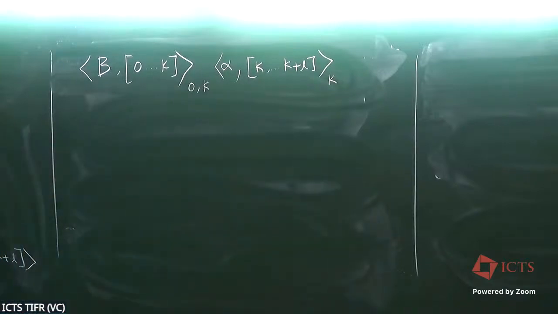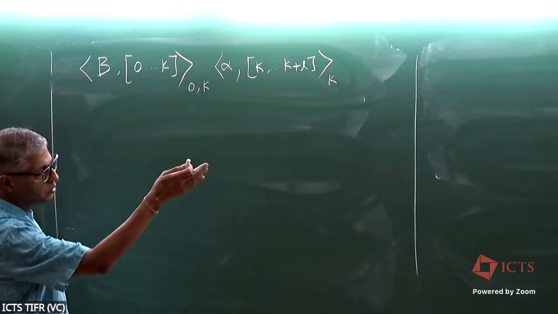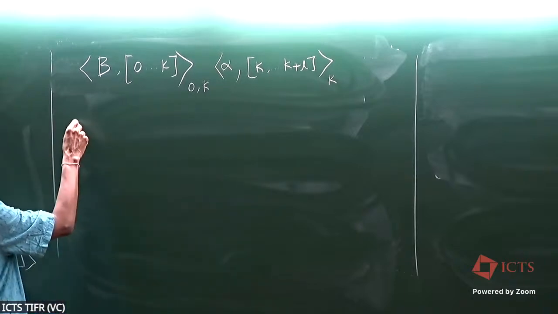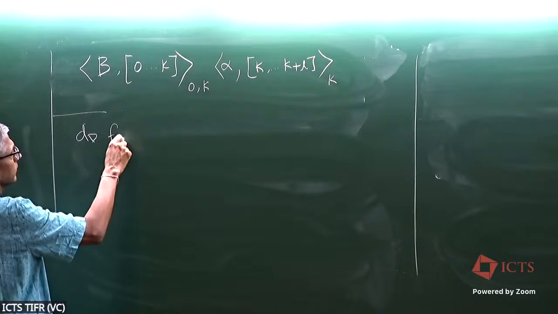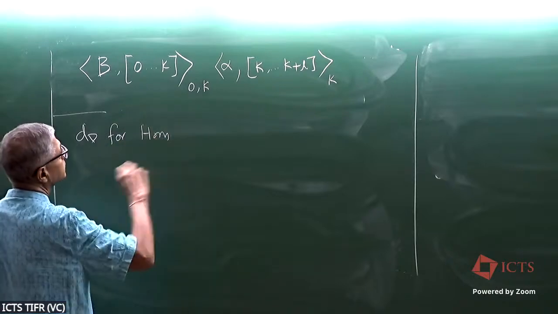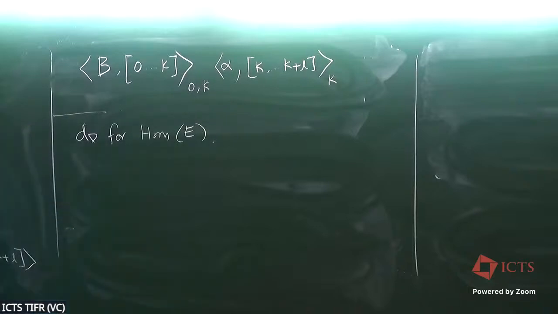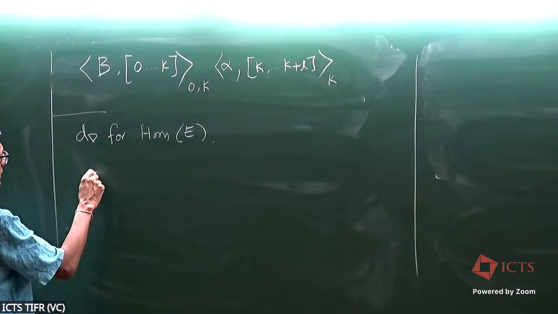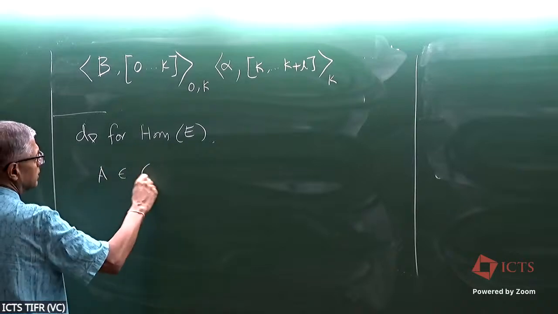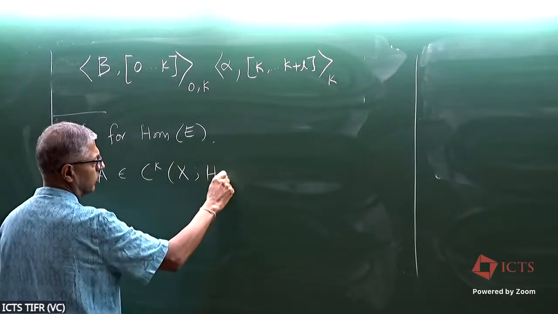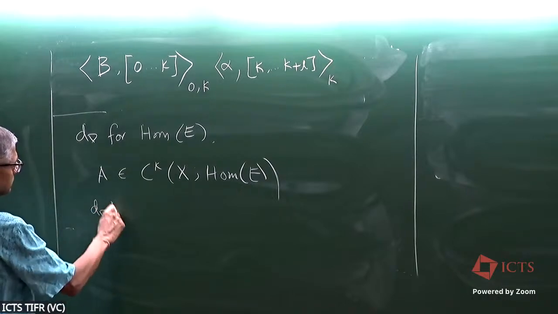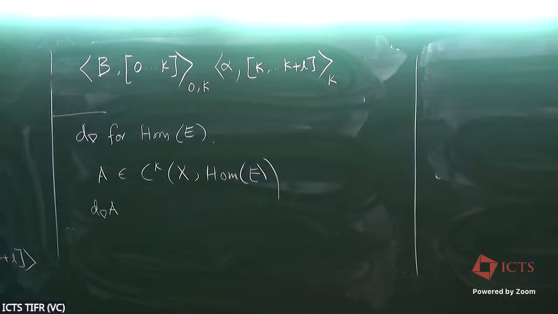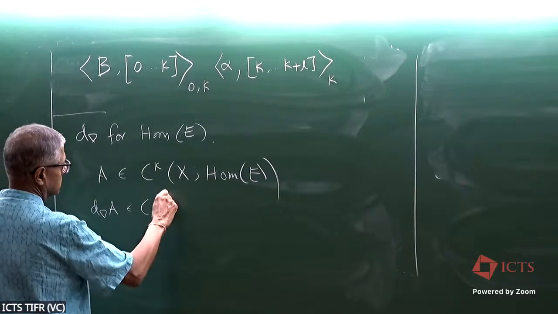So in the smooth theory, there is a D nabla defined so that you can talk about Bianchi. So let's define D nabla. Let's say A is a homomorphism valued K form. Then what is its D nabla? Its D nabla will be a K plus 1 homomorphism valued guy.